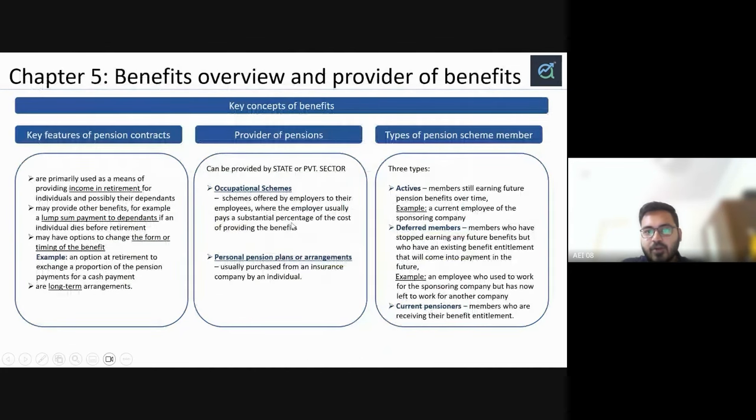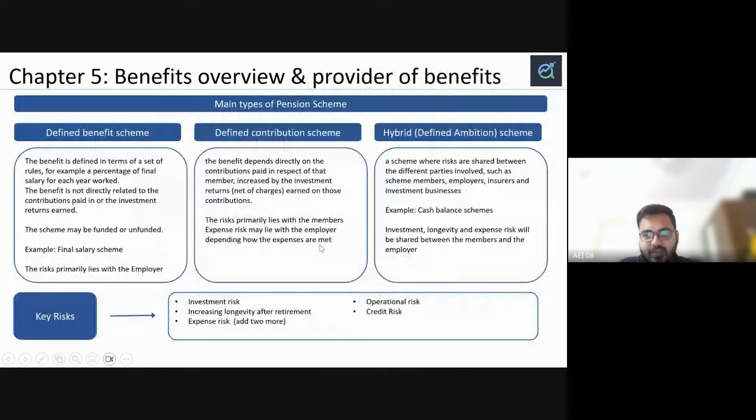There are other few points which come within a part of benefits. So we know what benefits are, we know what these members are, how contributions are made, how benefits are decided, what are the different varieties of risks, who bears which risk in which situation.